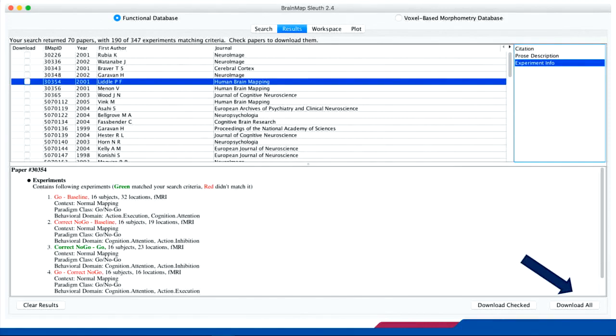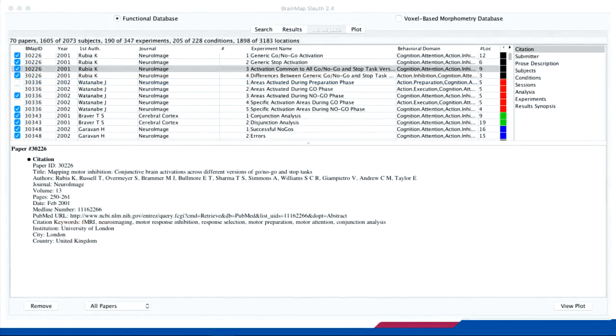Once you're happy with that, you click download, and now you get all the details from the individual papers. Like the full coding scheme plus all the coordinates are then pulled from the database, and you can browse that. You can look, for example, at the citation. What paper is that here? So in this case, mapping motor inhibition.